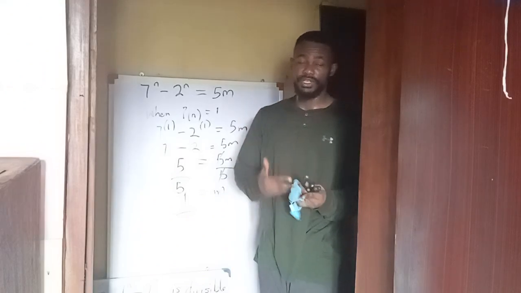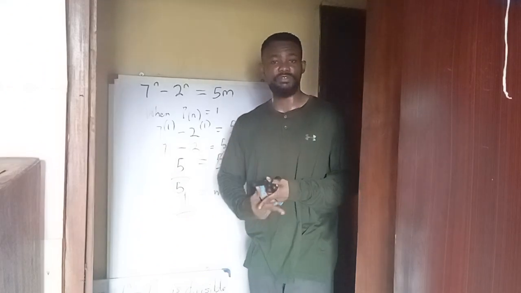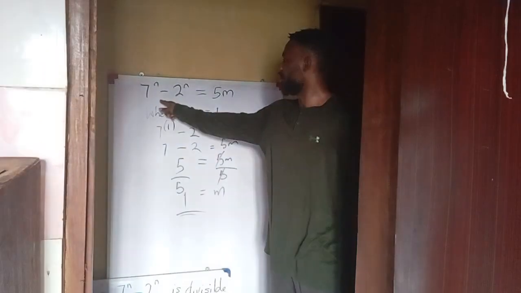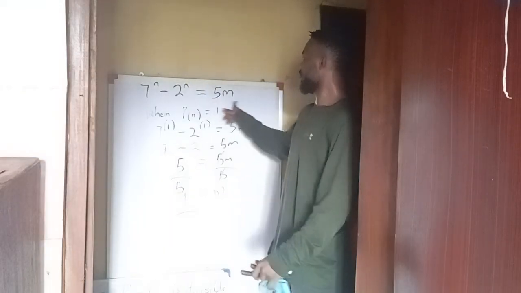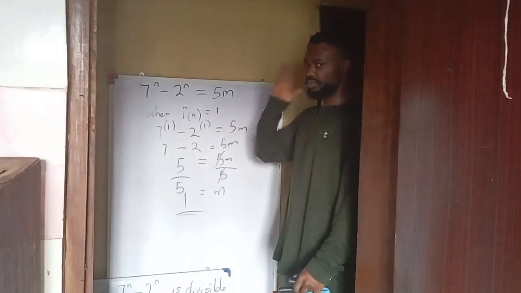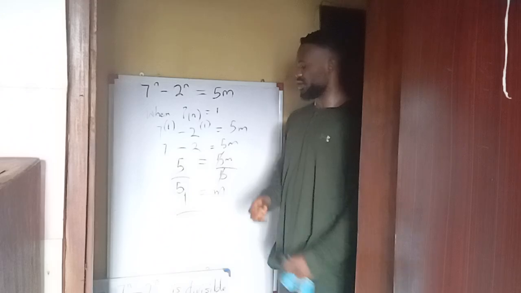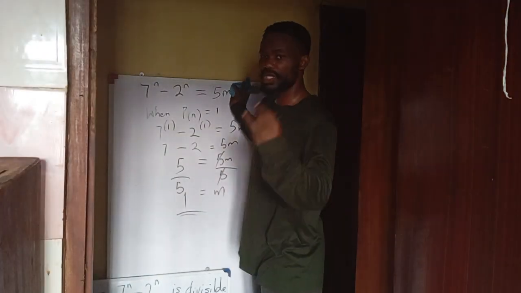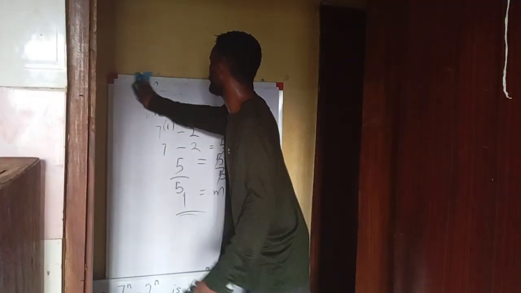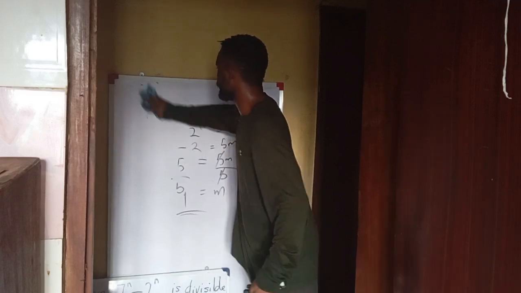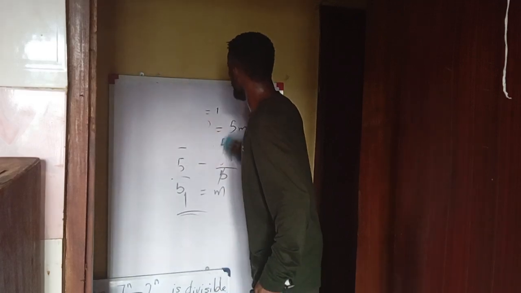So whenever you are treating induction, and they tell you to prove that something is divisible by some number, the first step is to equate it to some unknown variable, then put the expression that they are talking about there. So let's go to the second step. In the second step, we do the induction hypothesis.